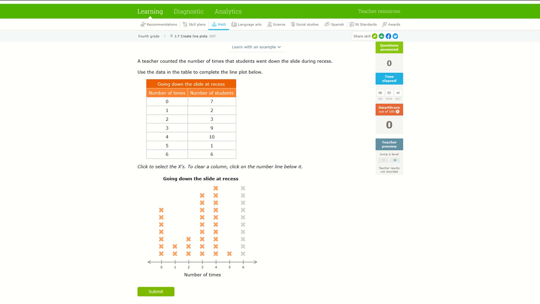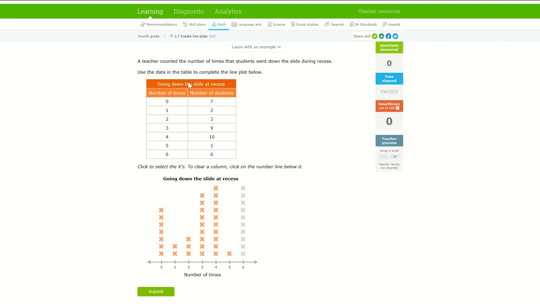Okay, one of your first lessons of remote learning is going to be on line plots. We have gone over this a little bit within our classroom. We have even created our own line plots when we were collecting data. That's what they are. They're a visual way of understanding data.